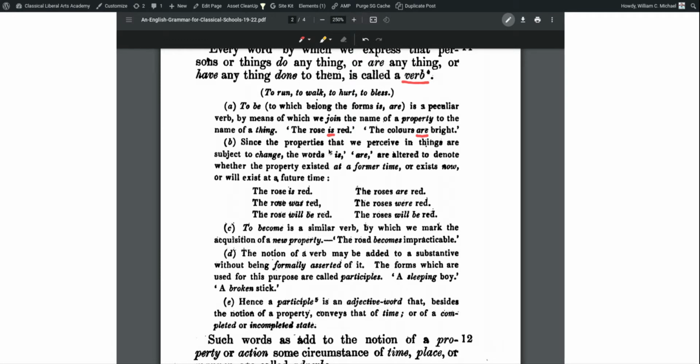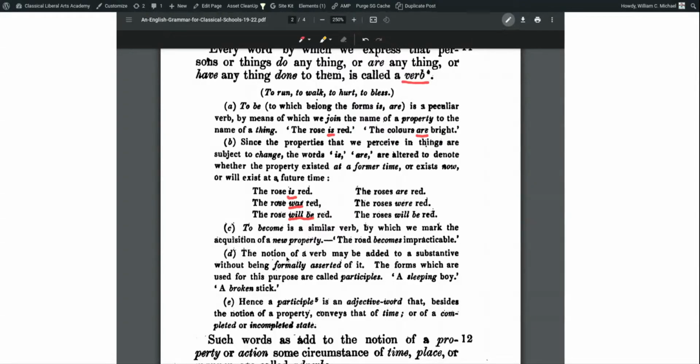Next, we learn, since the properties that we perceive in things are subject to change, the words is and are are altered to denote whether the property existed at a former time or exists now or will exist at a future time. So we learn that verbs express time. Not just action, but also the time of an action. Here we see the rose is red. That's present time. Here we see the rose was red. That's past time. And here we see the rose will be red. That's future time. So we have present, past, and future time.